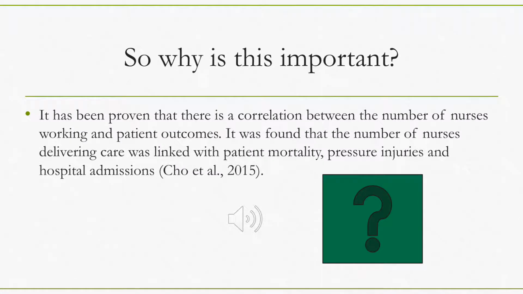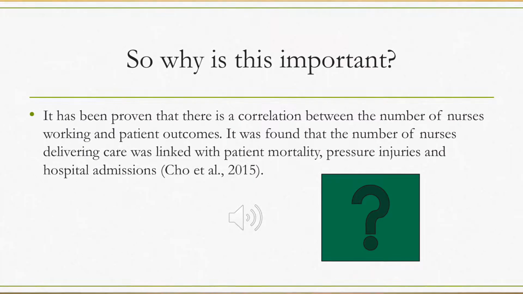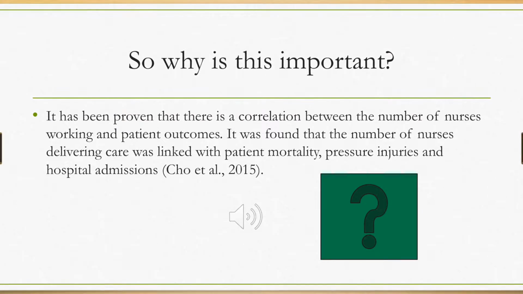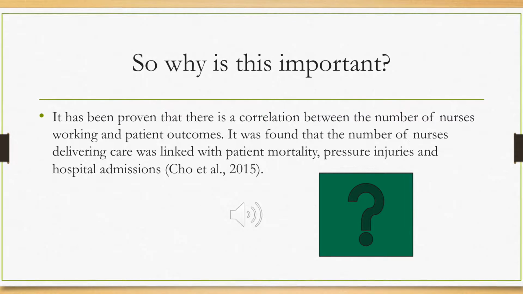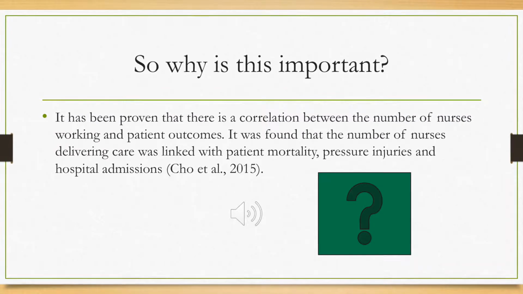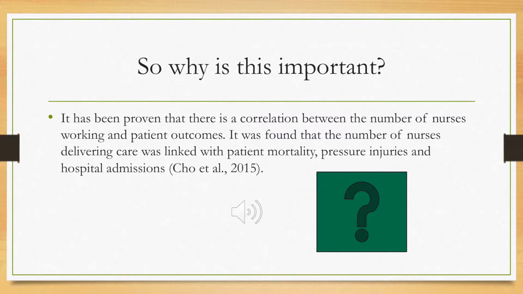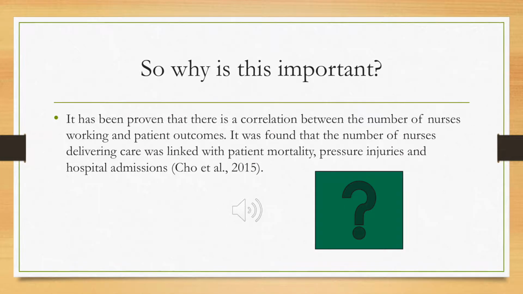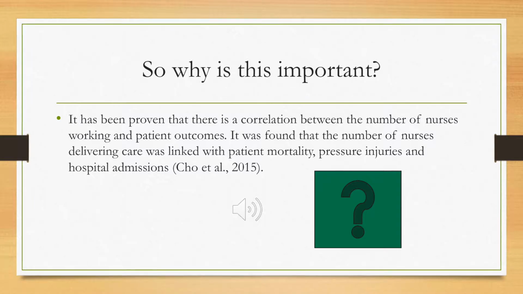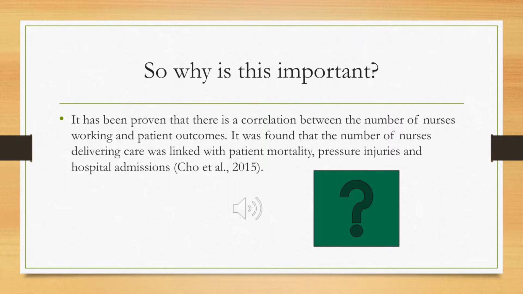It has been proven that there is a correlation between the number of nurses working and patient outcomes. It was found that the number of nurses delivering care was linked with patient mortality, pressure injuries, and hospital admissions. Nurse to patient ratios in aged care are important first and foremost for the safety of both patient and the nurse. Not only is safety important, but delivery of adequate care and holistic care are imperative to ensure the overall well-being of the patient. When nursing ratios are not at a safe level, the delivery of care is not optimal. Thus, these impact both patients and nurses.